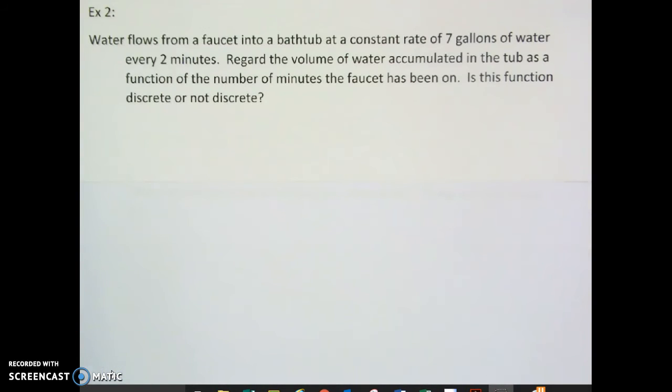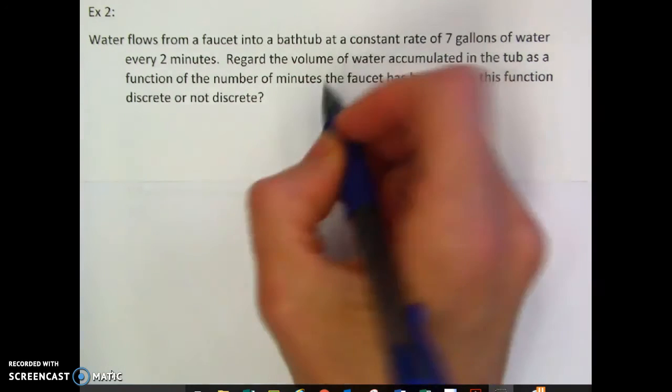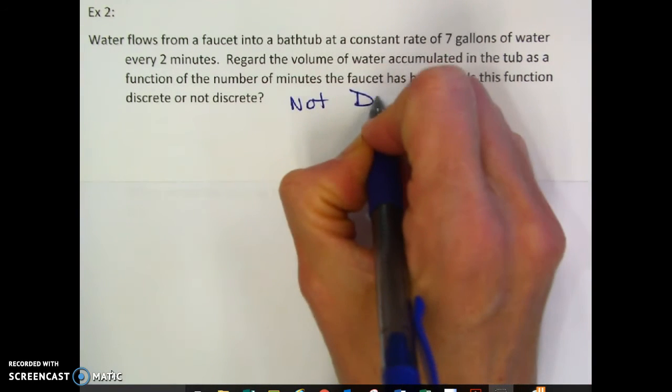Water flows from a faucet into a bathtub at a constant rate of 7 gallons of water every 2 minutes. This is what we saw in the last section too. Regard the volume of water accumulated in the tub as a function of the number of minutes the faucet has been on. Is this function discrete or non-discrete? In other words, can the faucet run for part of a minute, for half a minute, for a third of a minute, for a fourth of a minute? And the answer is yes, it can run for part of a minute. So this is not discrete.